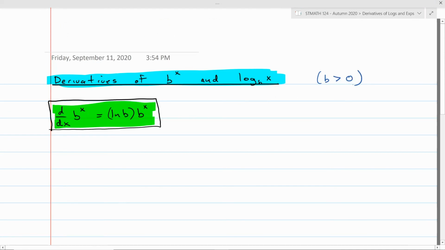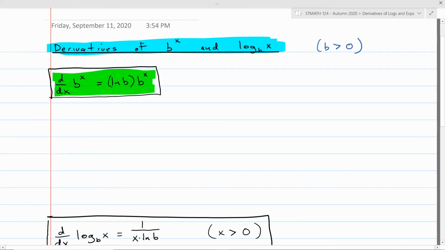So how do we get this derivative formula? It's actually remarkably simple. You just have to use the change of base formula and use what you know about e to the x. So if I want to take the derivative of b to the x, I can use the change of base formula. So that's going to be the derivative of, okay, if I change the base to e, it becomes e to the x natural log of b. So that's just applying the change of base formula that we learned in the table on the previous slide.